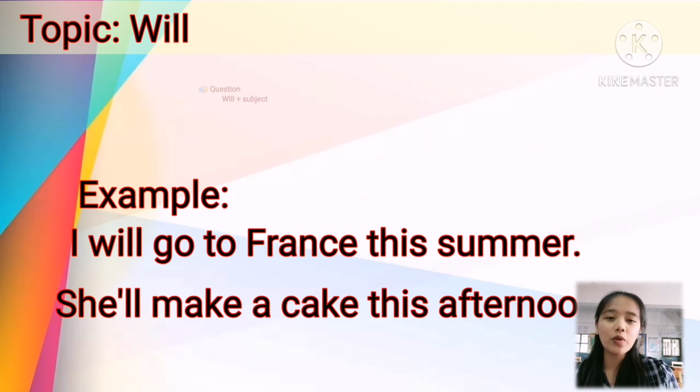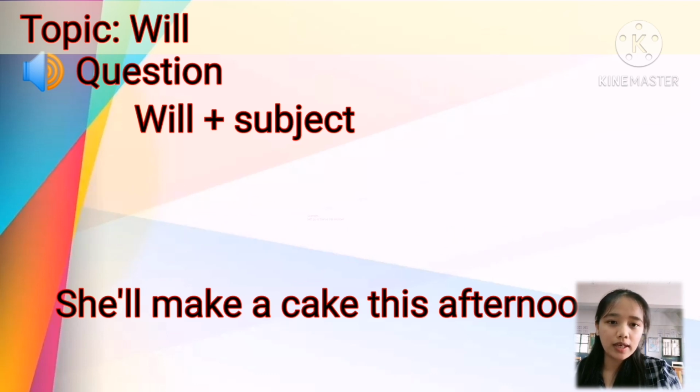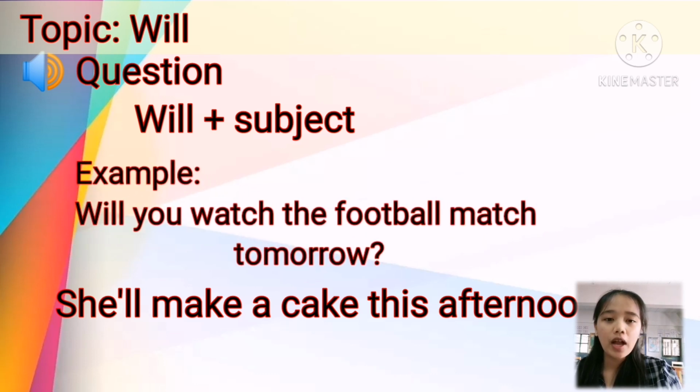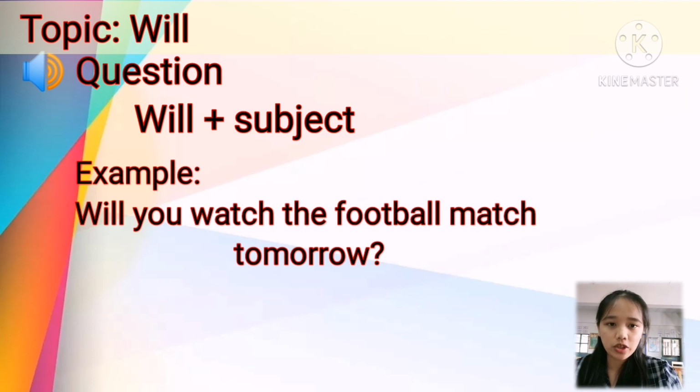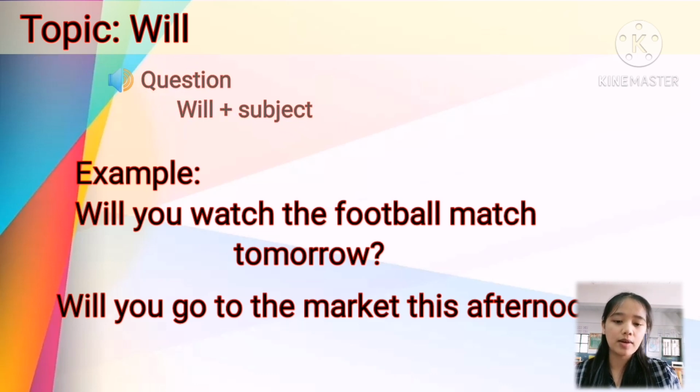Now for a question. When we are making a question, we put "will" before our subject. For example, will you watch the football match tomorrow? Or will you go to the market this afternoon? Something like that. If you notice, we first have "will" and then the subject.